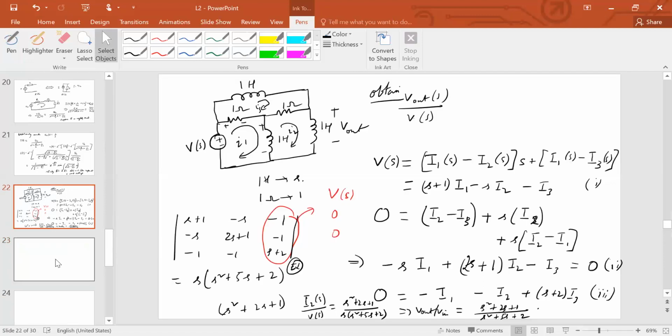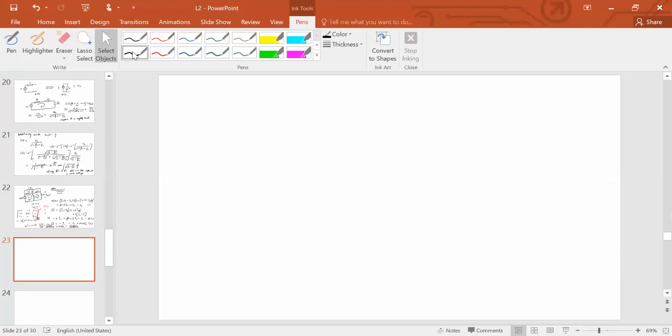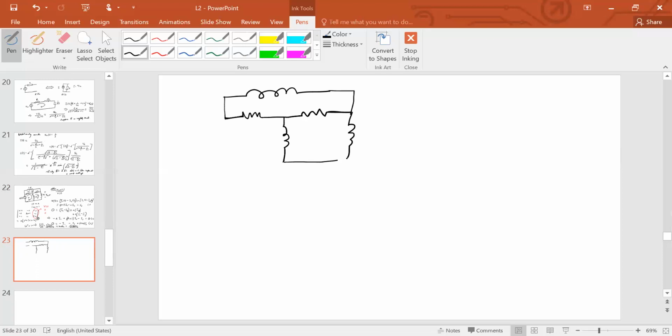I think I'll have to draw the circuit again. Never mind. For that same circuit, now we want to do a node analysis using KCL. So how do we go about that? So this is Vin, and this is Vout.